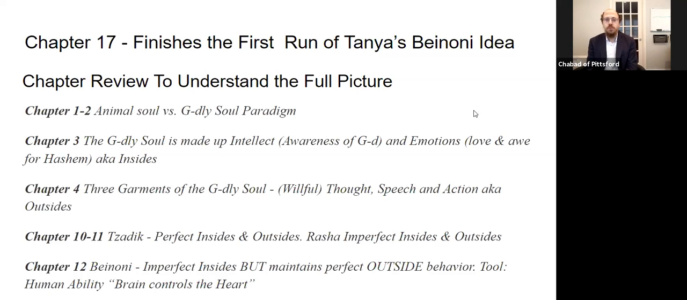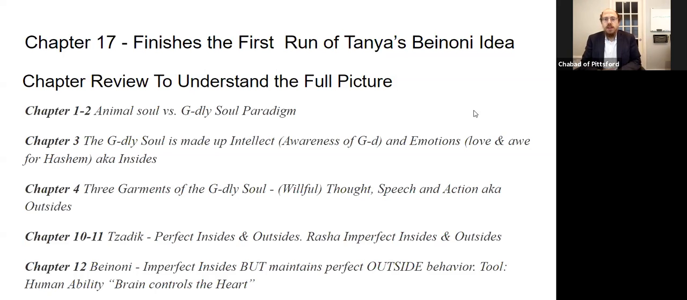Chapter 3, we talk about the makeup of the souls. It starts with the godly soul, and then you can just do a mirror image for the animal soul. In chapter 3, it says the godly soul is made up of two things: intellect, awareness of God, and emotions, love and awe for Hashem, for God. Also known as insides. You're made up of your insides, the limbs, all the internal makeup, the organs. So that's what the soul is, its inner level.